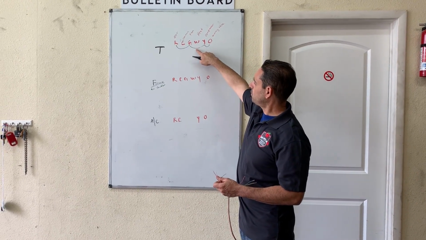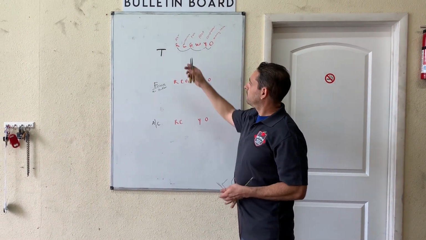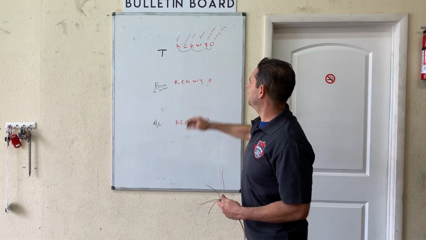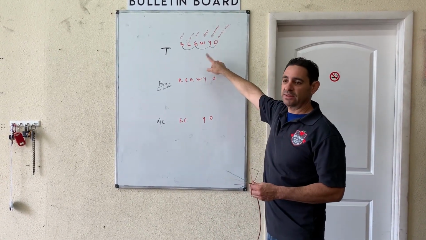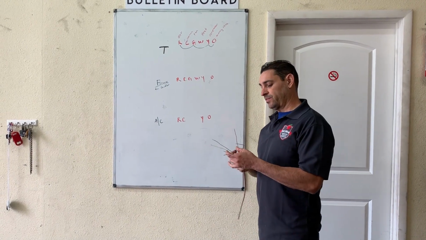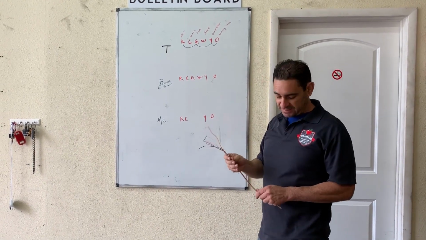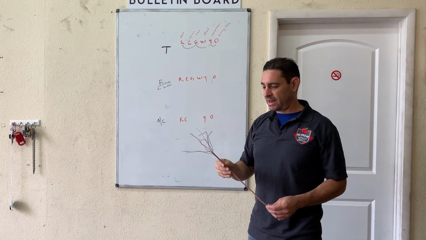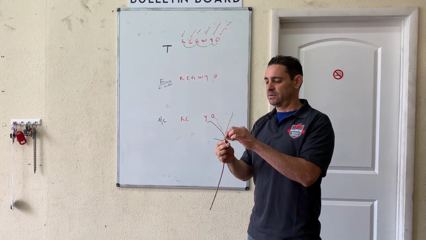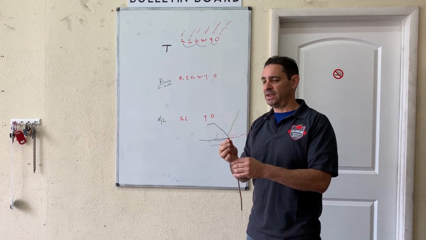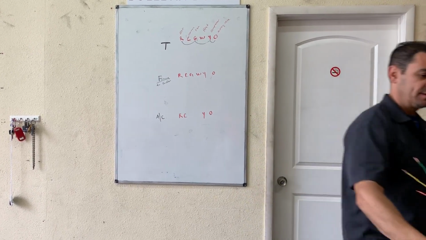So R, C, G, W, Y, and O. You got these right here. In thermostat wires, we have some that have, for example, if you count how many wires this one has, 8 wires. This is an 8-wire thermostat. All right, take a look at it.